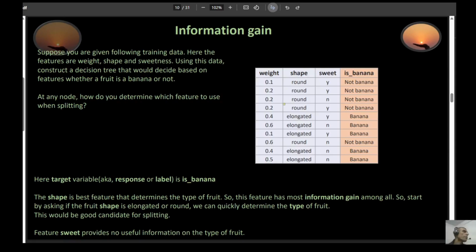So let's understand this information gain through an example. Suppose you're given this data right here.